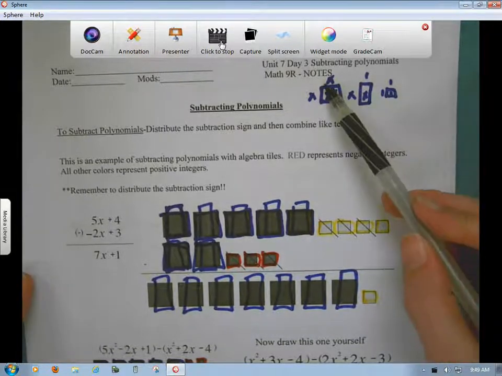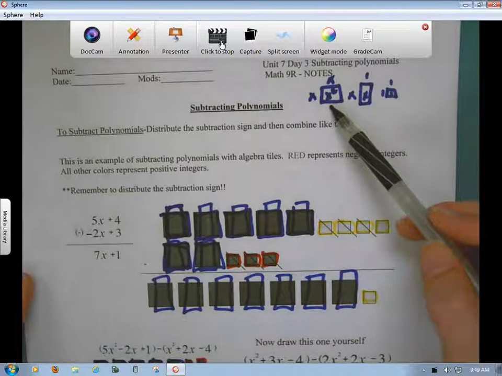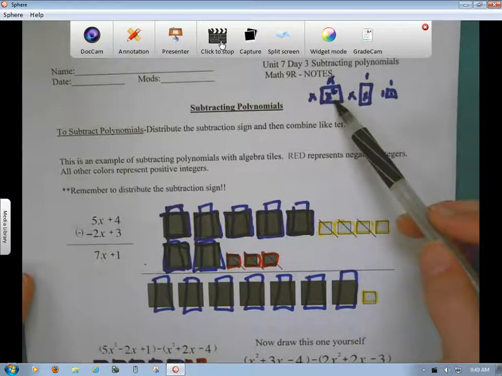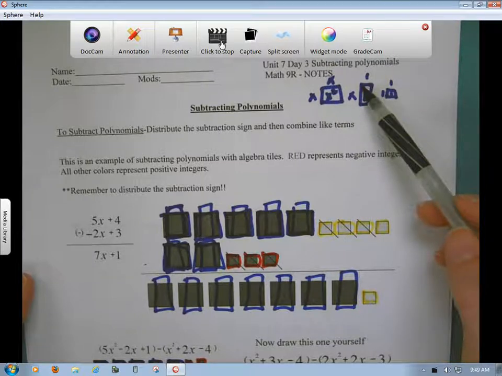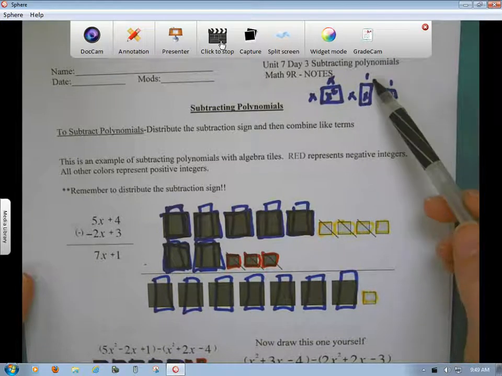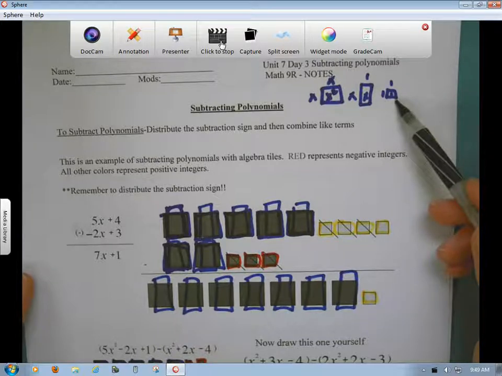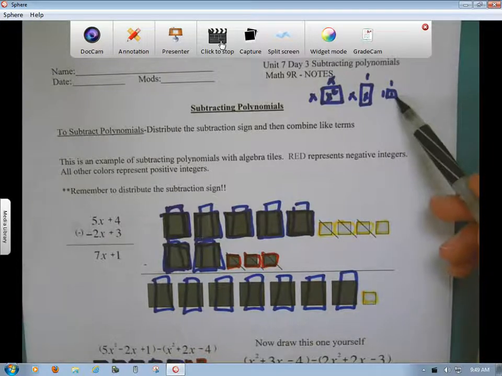When you look at your tiles, you have a square tile, and that would be length x width x, which gives you an x squared. Then you have a rectangle tile, length x width 1, which gives you an x tile, and then you have little square tiles, which are 1 by 1, or your constants, 1.